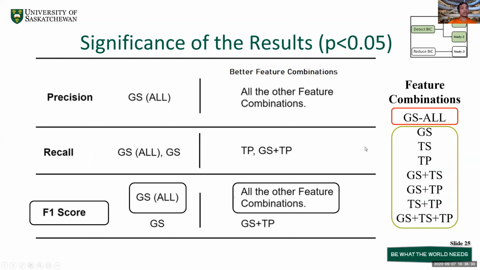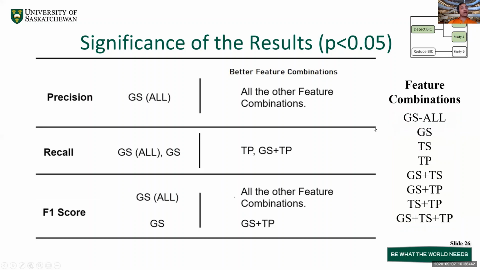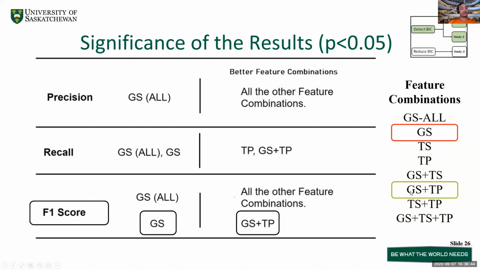And while considering the F1 score, again, there are two types of results. One shows that all prioritized features are significantly better than the non-prioritized features. And also, if we add token pattern with GitHub statistics value, then it becomes significantly better than the results obtained by only GitHub-based features.